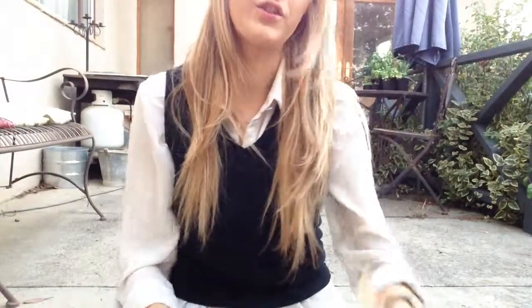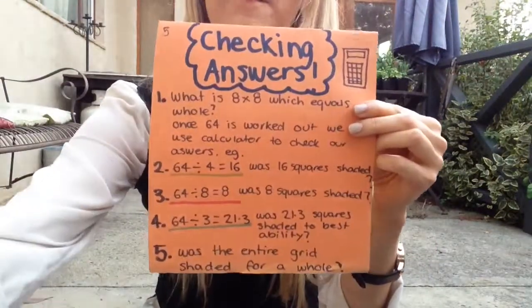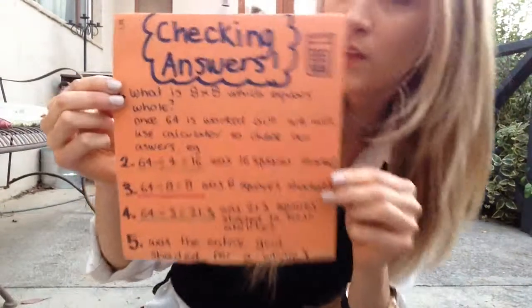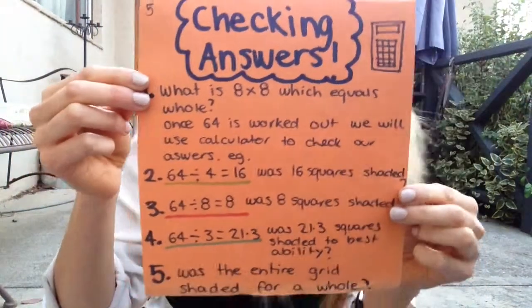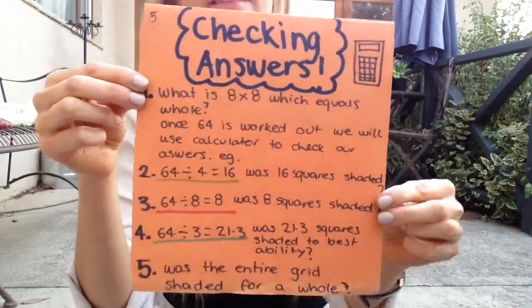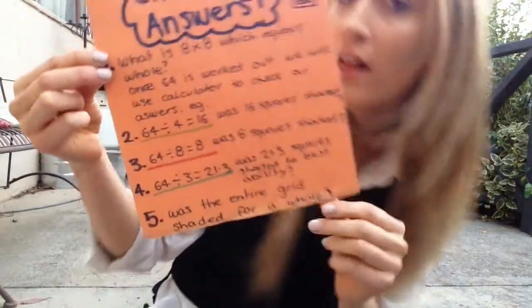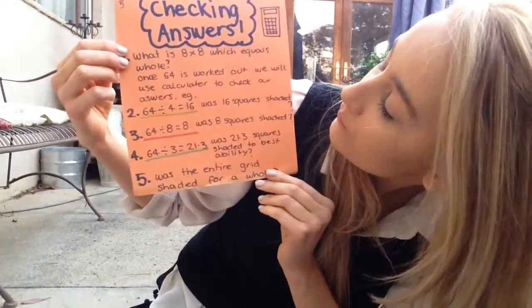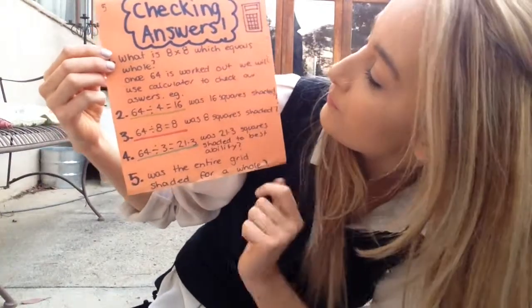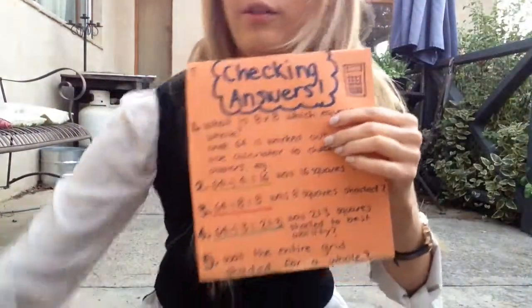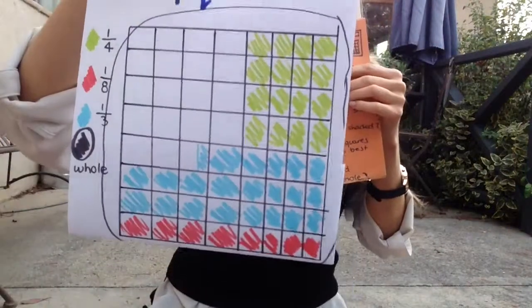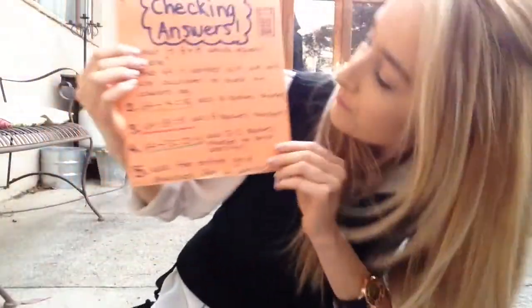It's really important for students to check their answers as well. So in this case, I'll try and get them to do 8 times 8 in their heads. If they can't do that, I'll get them to use a calculator. Then we will check, once 64 is worked out, which is the amount of little squares we have on this grid, and they will have on their grids.